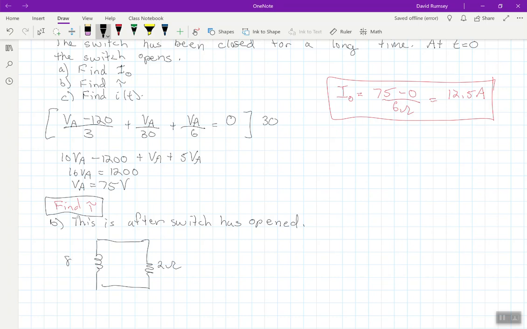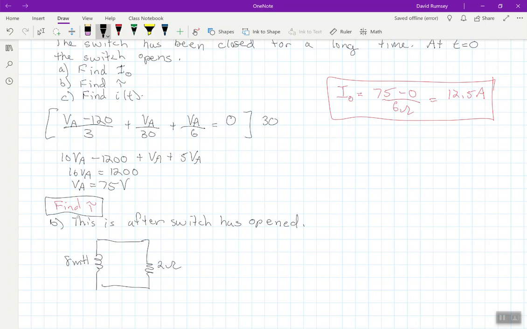Two ohms and 8 millihenries. Because I've opened it, I've disconnected that inductor from the circuit, and it's now attached to this 2 ohm resistor. And you might say, well, wait, the inductor is behaving as a short. No, that's when it's fully charged.